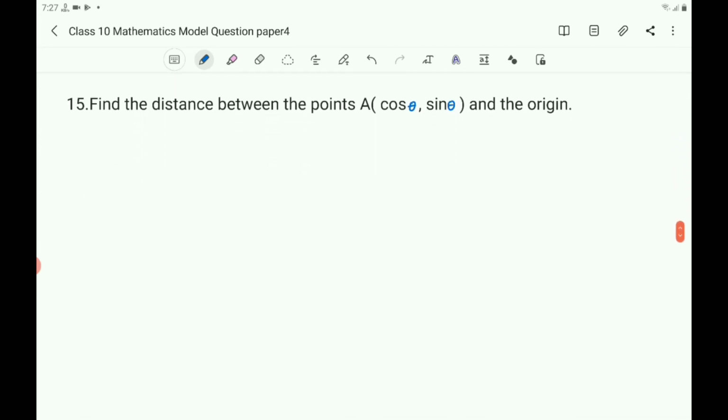Then the 15th one, find the distance between the points A, cos theta, sin theta, and the origin.